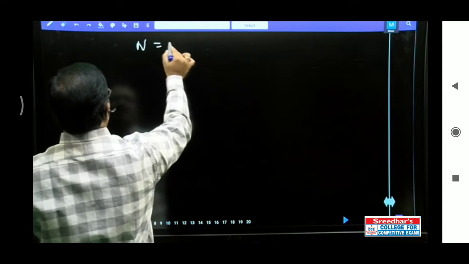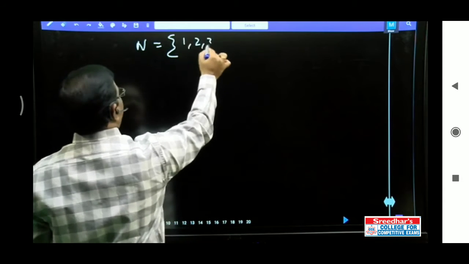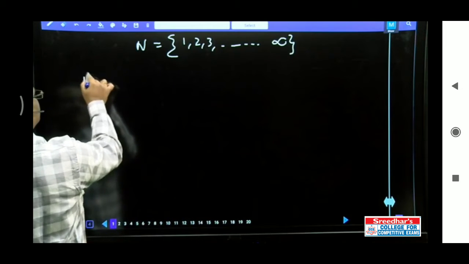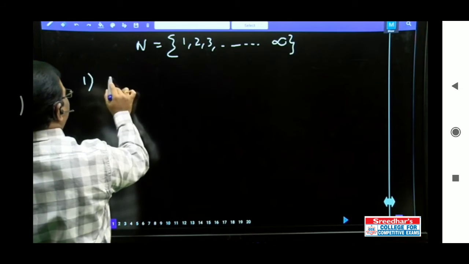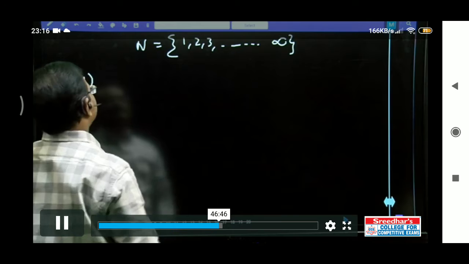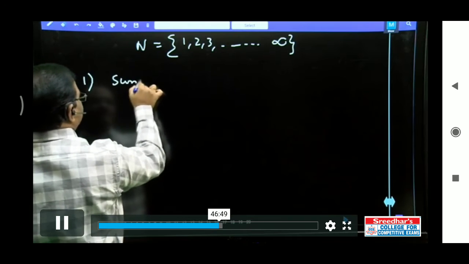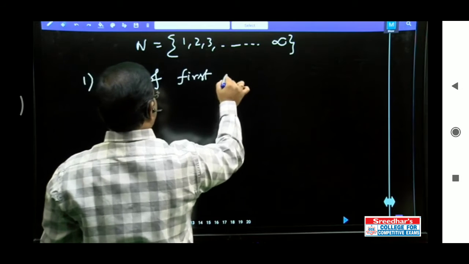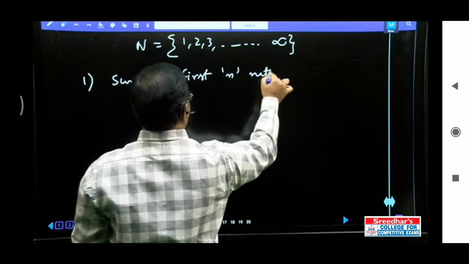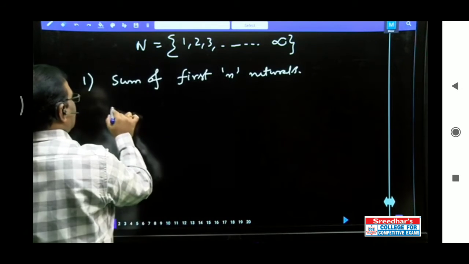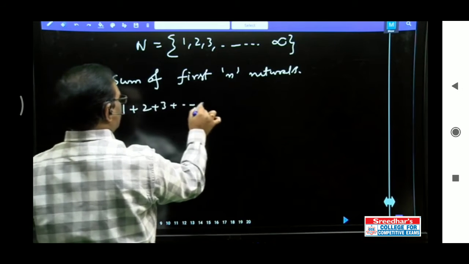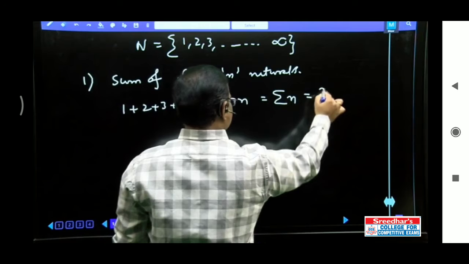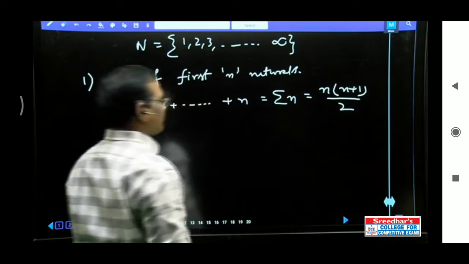You know the natural number set very well: the set of natural numbers 1, 2, 3 and so on up to infinity. Okay, the first one is the sum of the first n natural numbers. That means 1 plus 2 plus 3 plus up to n. You know very well this is denoted by sigma n. Sigma n is the formula n into n plus 1 by 2. This is the sum of the first n natural numbers.